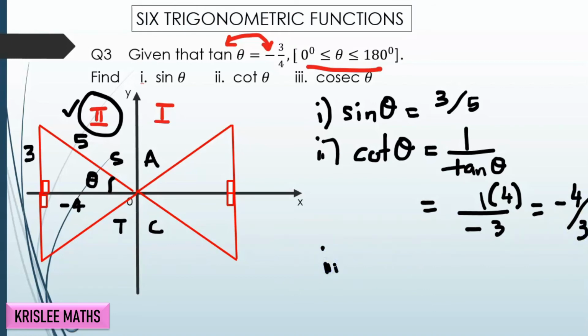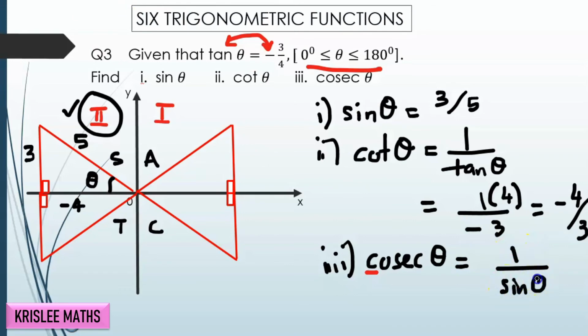And for the last question, you are asked to find the cosecant theta. Remember, if you have the letter C here, you have to use S, 1 over S. What is 1 over sine? It is 1 over sine theta. So what is sine? 3 over 5. So the reciprocal of sine will be 5 over 3. With that we have completed question 3.